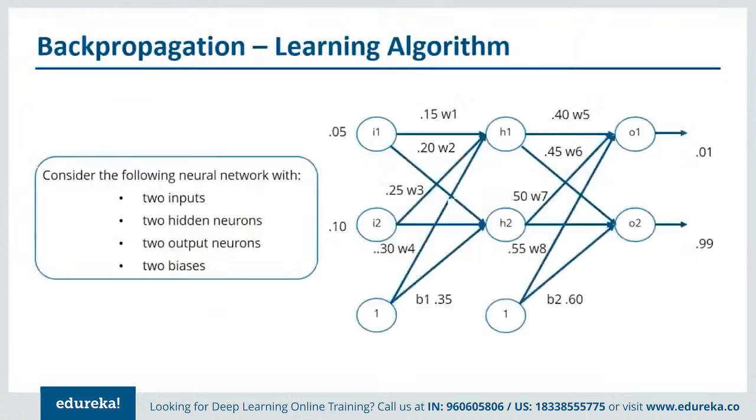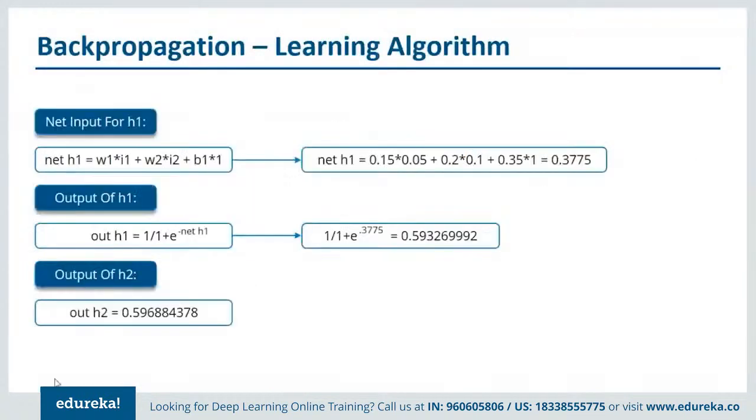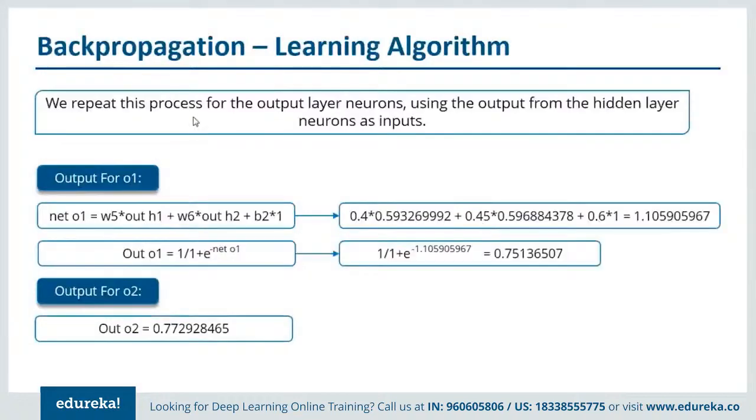So the output of this particular H1 will be 0.59 something. Then we're going to calculate the output of H2 as well, similarly, and we get the output as 0.5968884378.